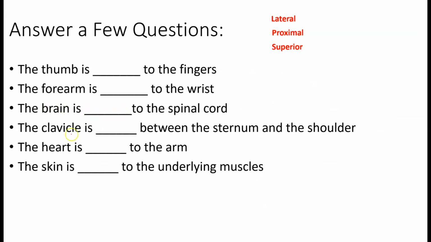The brain is blank to the spinal cord. Superior. The clavicle is blank between the sternum and the shoulder. This is the one I was talking about that can be a little bit confusing. If you said intermediate, great. The heart is blank to the arm. Medial is toward the midline of the body, lateral is away from the midline. And here's that other one I said wasn't in the diagram itself. The skin is blank to the underlying muscles. We say the skin is superficial to the underlying muscles.